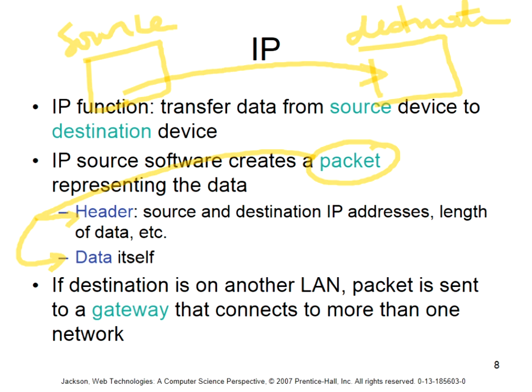If the destination is on another LAN, the packet is sent to a gateway that connects to more than one network. So what is the meaning of a gateway? What is a gateway? No, it is not a big network. A gateway, yes, is a node of a network that serves as an entrance to another network. I repeat, a gateway is a node of a network that serves as an entrance to another network. Okay?